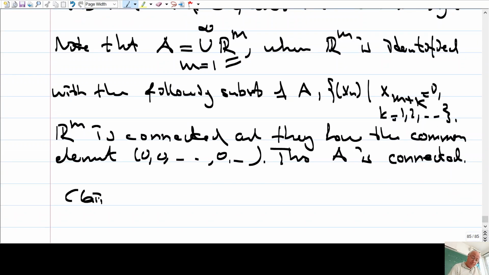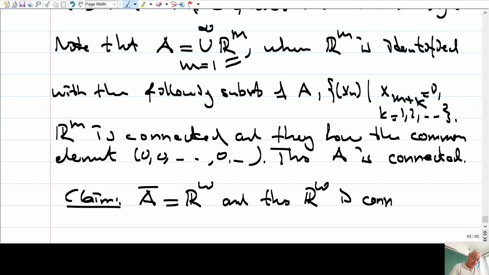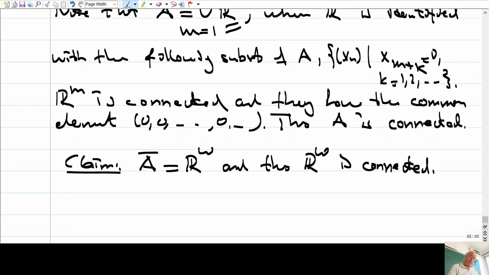Claim is this. Closure of A is equal to the whole space, and thus R omega is connected, because we know that the closure of a connected set is also connected. So if I can prove that A closure is R omega, then I will be done. Proof?